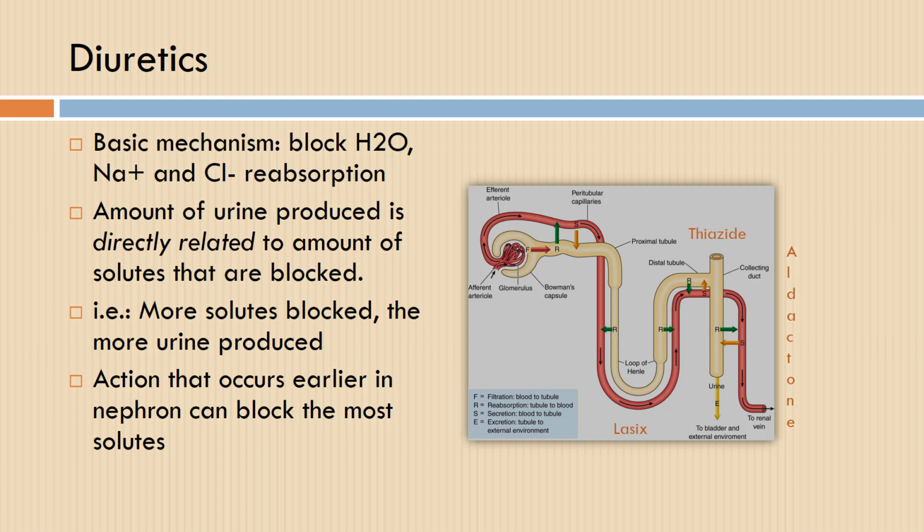Diuretics have different levels of potency, and the potency depends on where in the nephron they exert their action. Meds that work earlier in the nephron have greater diuretic effects. Loop diuretics that prevent reabsorption in the loop of Henle will produce a stronger diuresis than thiazides, which target the distal tubules.